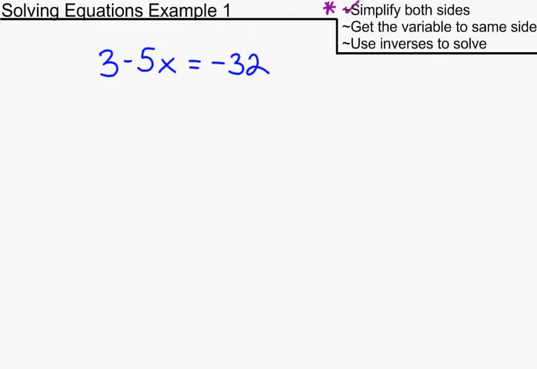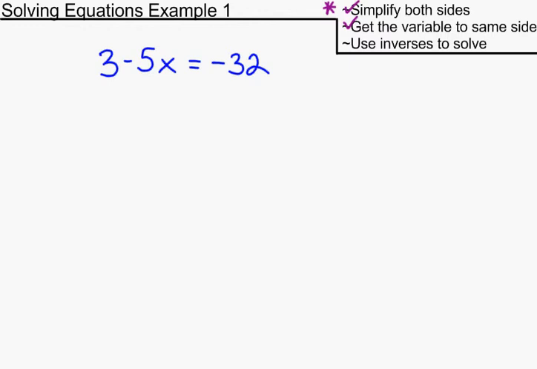So if I start looking at my example here, both sides are already simplified. There's nothing to simplify on the left or the right. There's only one set of variables, and it's on the left-hand side. So all I need to do is use inverse operations to solve. Remember, my ultimate goal is to get the variable all by himself. So whenever I begin attacking this, I always attack from the outside in.